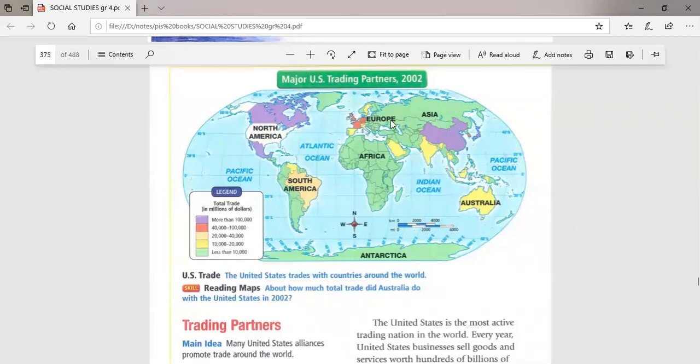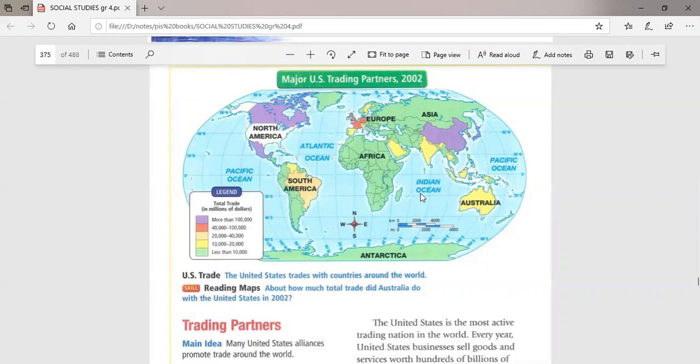Between Europe, Africa, North America, and South America, in the middle, is the Atlantic Ocean. Here is the Pacific Ocean, and because the globe is round, if we go around the globe, we find the Pacific Ocean again here. So it's the biggest ocean ever. Between Africa, Europe, and Asia is the Indian Ocean.